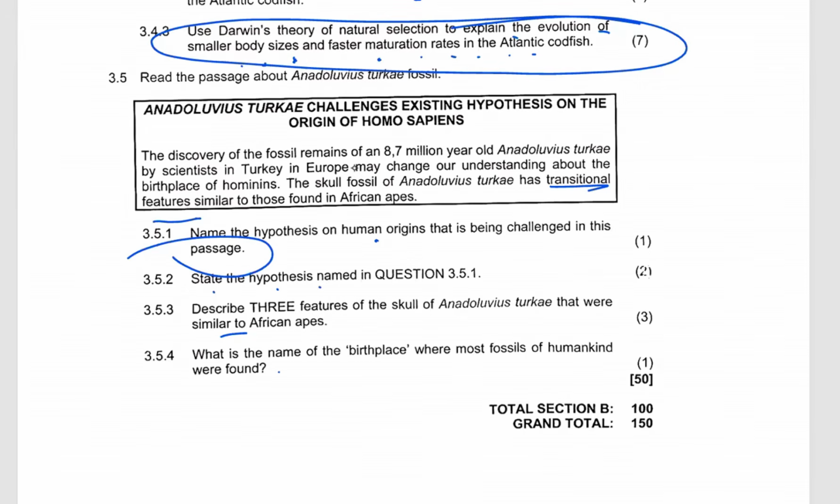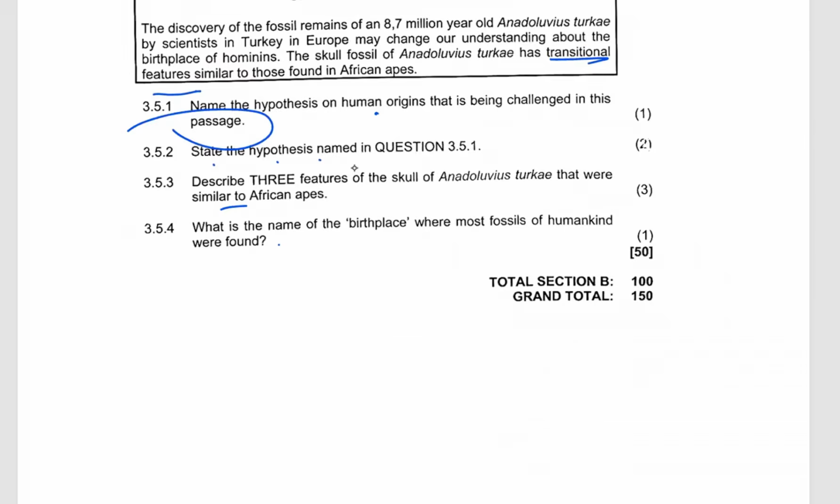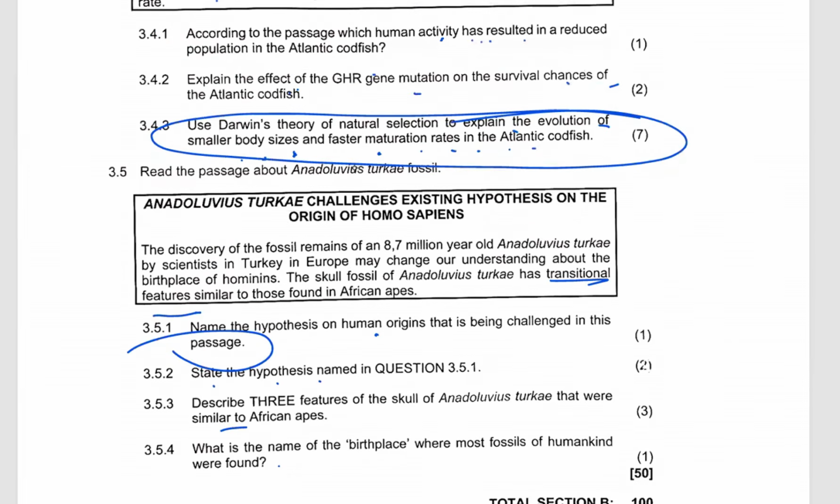They're saying, what is the name of the birthplace where most fossils of mankind were found? So this is the cradle of humanity. So basically that is the paper, and since the paper was not that difficult, I see that you guys will make it.